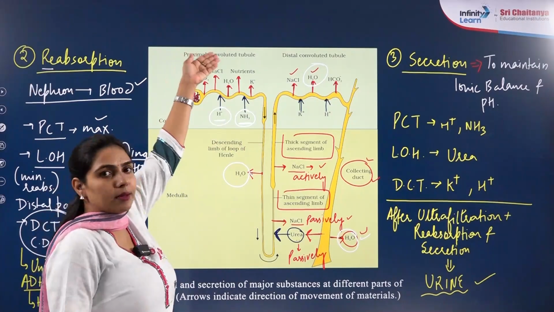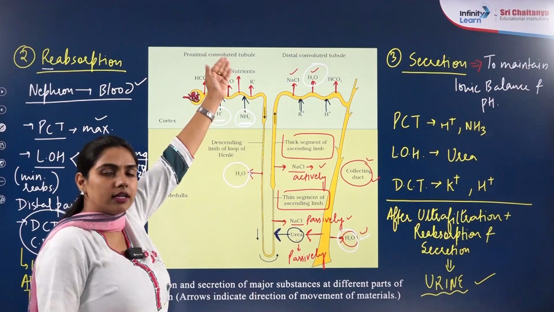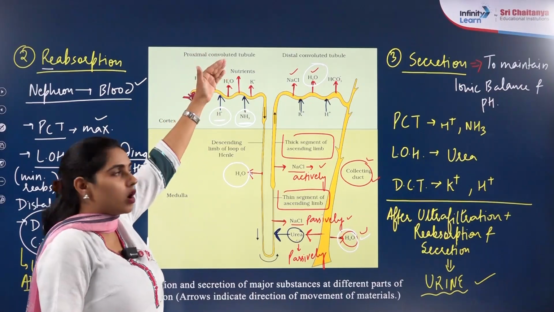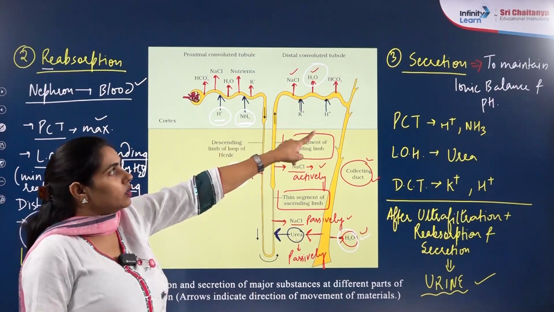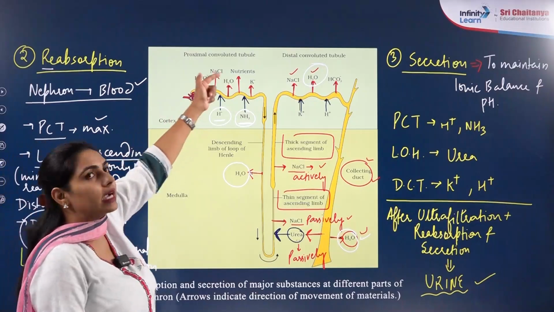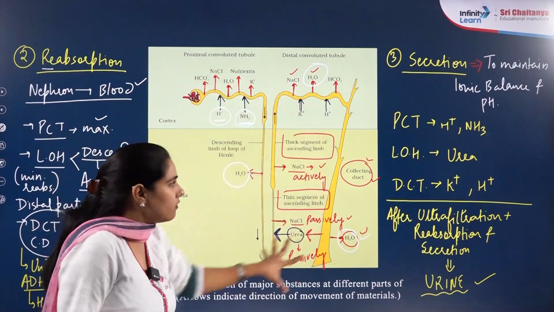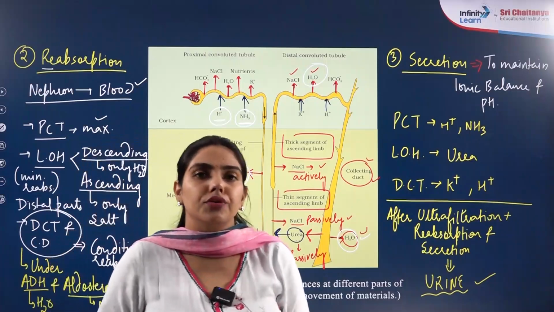Few things will be reabsorbed from it. So, few things will be going out of the glomerular filtrate, going out of the nephron, and few things will be coming into the nephron. When things are coming into the nephron, that is secretion. When things are moving out of the nephron, that is reabsorption. This is a self-explanatory diagram. You need to understand this, and this is all about urine formation.